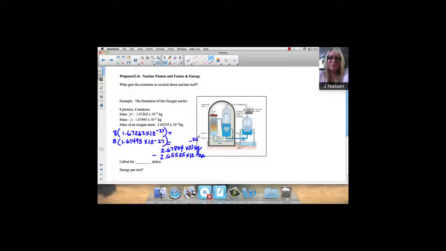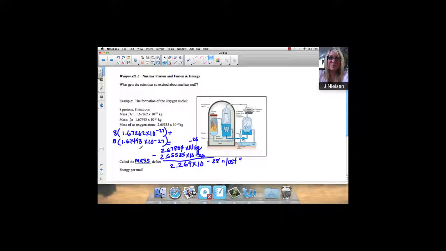Negative 26. There we go. So what is this difference? This difference is 2.269 times 10 to the negative 28. Lost somewhere. Well, this is called the mass defect.